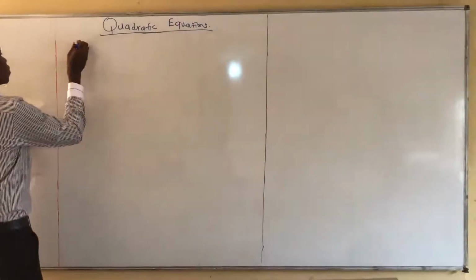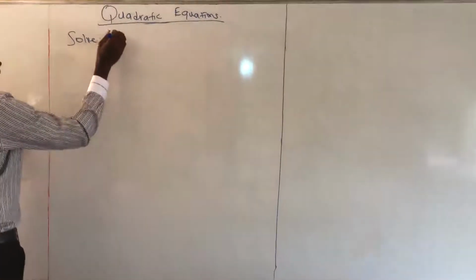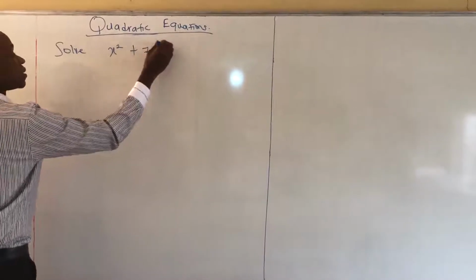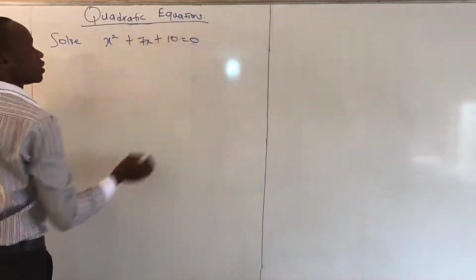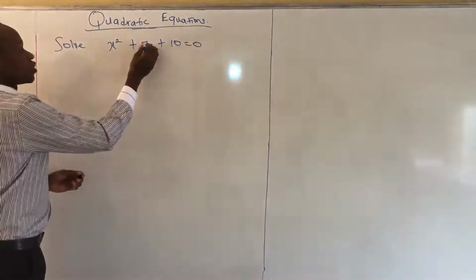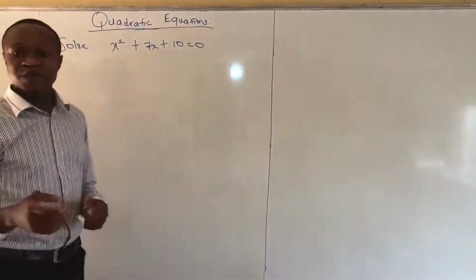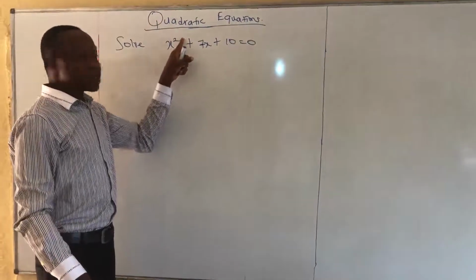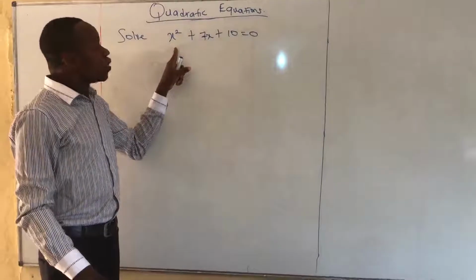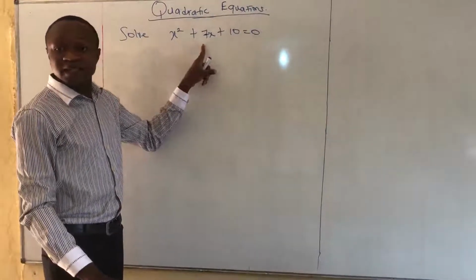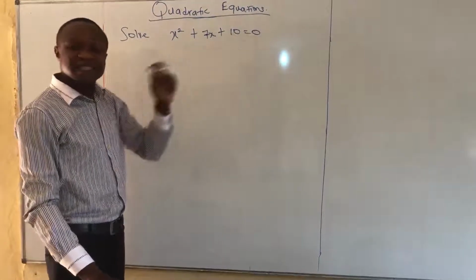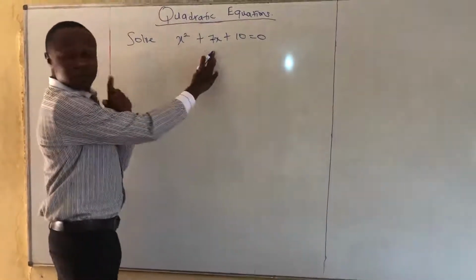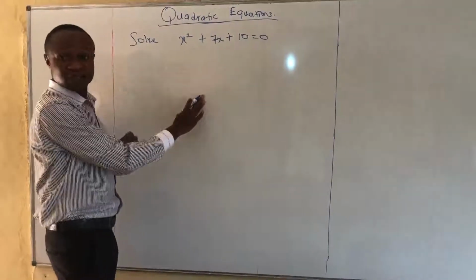If you are asked to solve the quadratic equation x squared plus 7x plus 10 equal to 0, it means we are looking for the roots, and it simply means we are looking for two numbers such that when you substitute the two numbers for x, you will have 0. That is the simple meaning of solving quadratic equations. So we will be using one method for this question, and that is the factorization method.